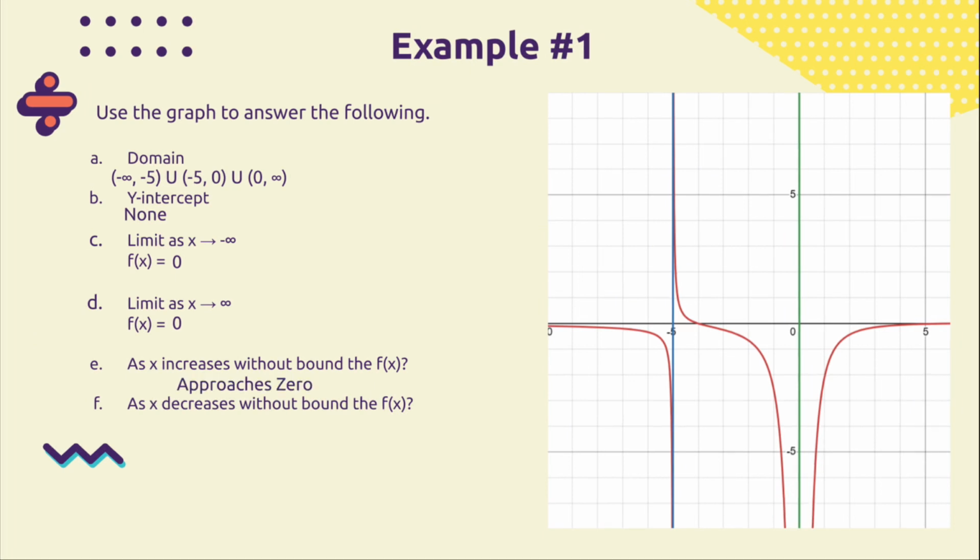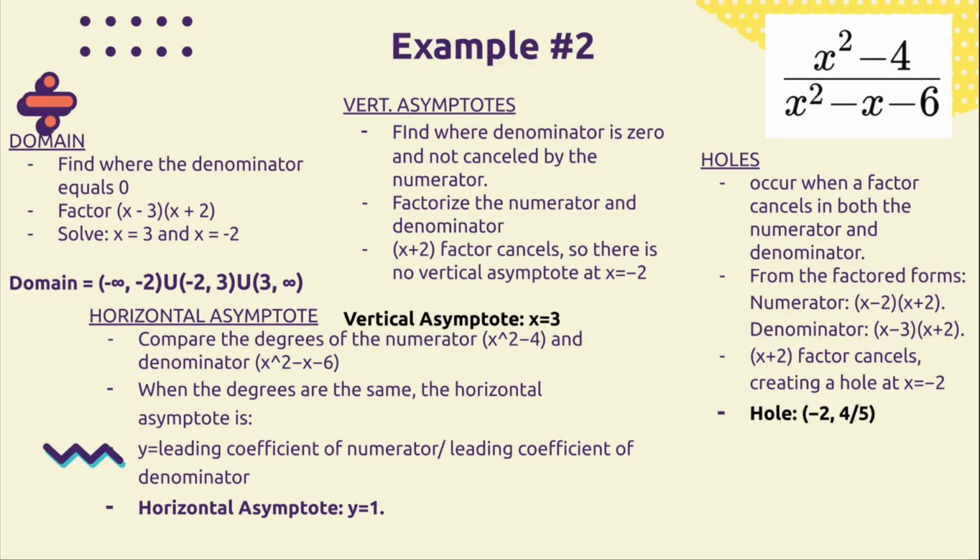As x increases without bound, f of x approaches 0, because you can see the right side, it increases. And as x decreases without bound, f of x also approaches 0, because we can see on both sides of the graph, when x decreases without bound, it also approaches 0.